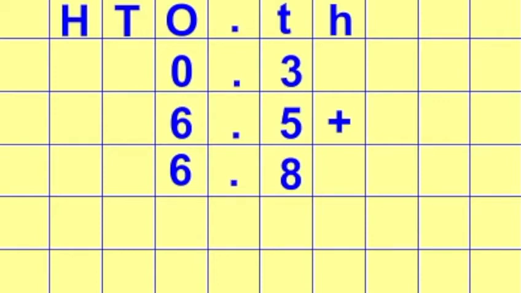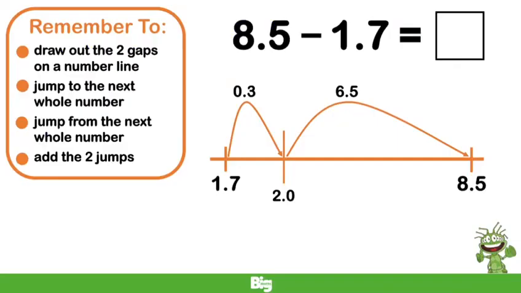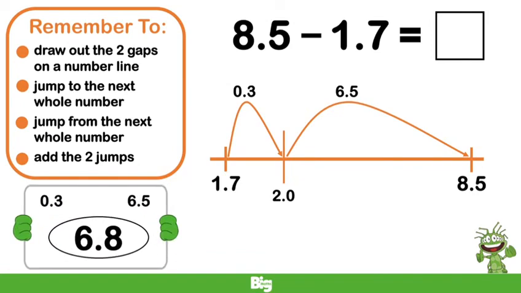There's my answer, 6.8. So I've added my two jumps together. I found the difference between my minuend and my subtrahend. So 8.5 take away 1.7 is 6.8.